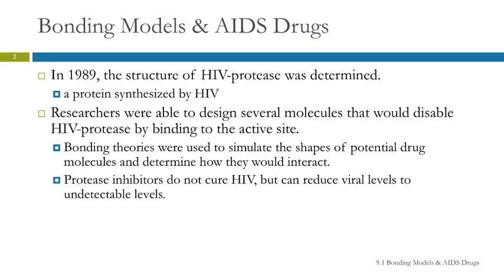So back in 1989, the structure of HIV protease was determined. This is a protein synthesized by the HIV virus, and it's an enzyme that the virus needs in order to reproduce. So knowing the structure of this enzyme, researchers were then able to design several molecules that would disable this enzyme by binding to the active site. An enzyme works kind of like a key going into a lock. There's this particular shape that only certain things can fit into.